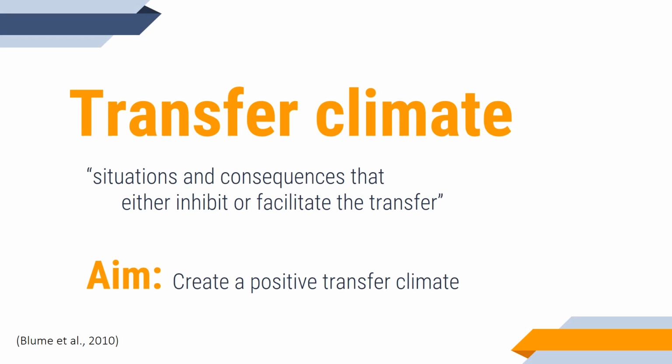Rouiller and Goldstein define transfer climate as those situations and consequences that either inhibit or facilitate the transfer of what has been learned in training into the job situation. The more positive the training climate, the more likely it is that learning transfer will occur. So how do you create a positive transfer climate?